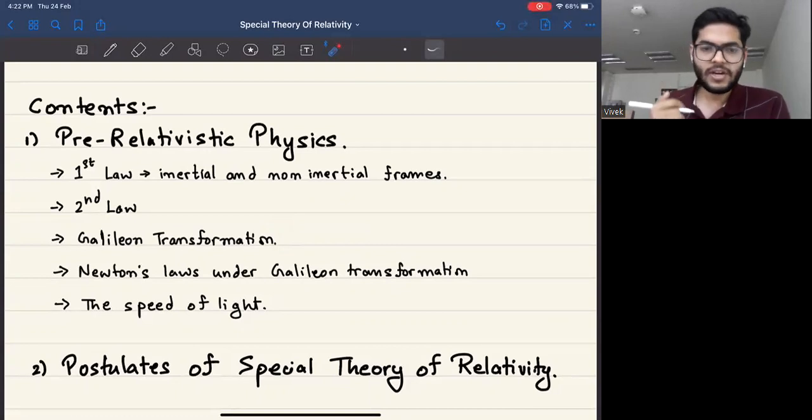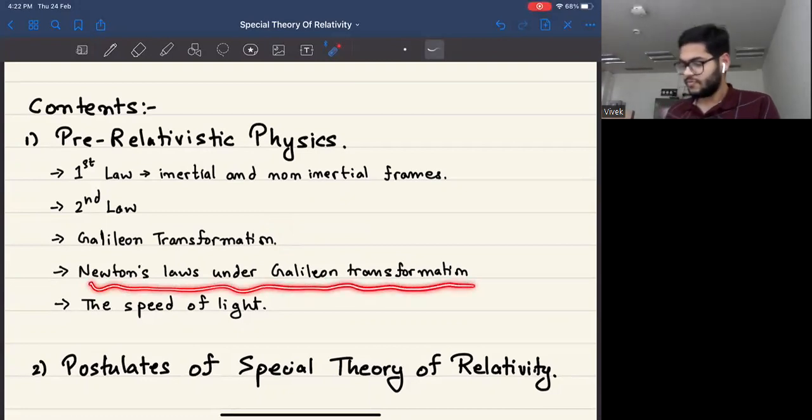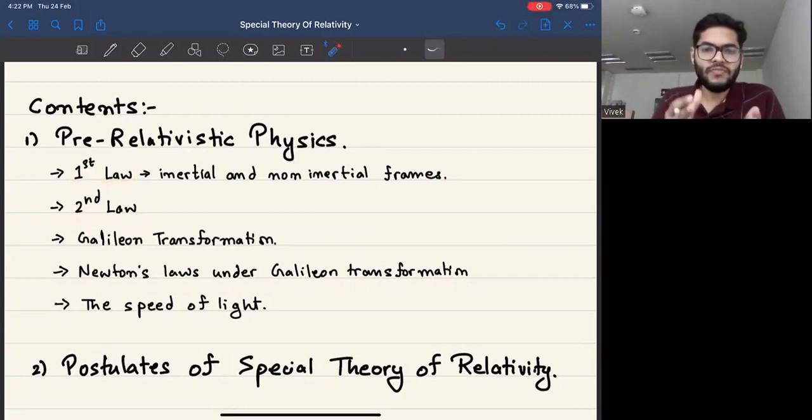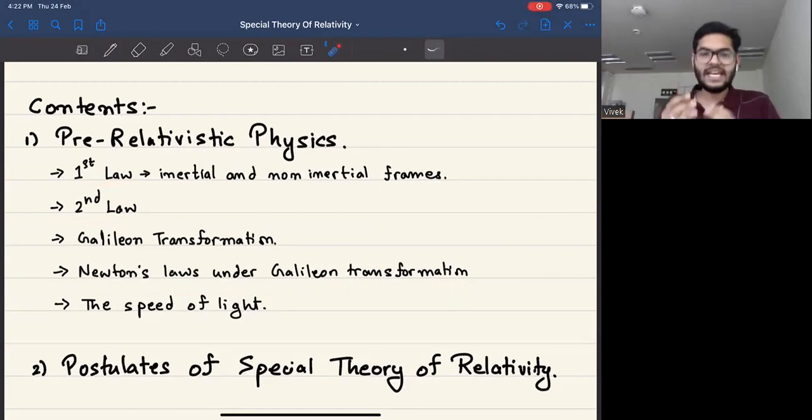Then we will see what happens to Newton's laws under a Galilean transformation. So what happens to the first law and second law of motion when we go from one frame of reference to the other? What happens to them when we go from the ground to a bus traveling at 20 kilometers per hour? And after discussing all of these things, we will discuss what they tell us about the speed of light. So what does Galilean transformation tell us about the speed of light in different frames of reference?